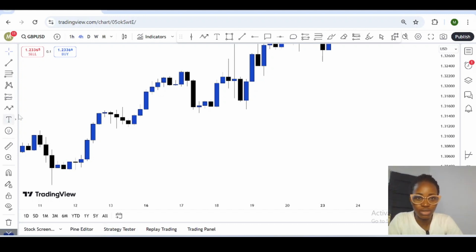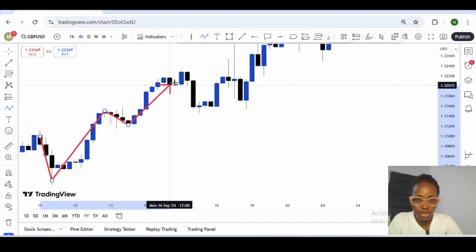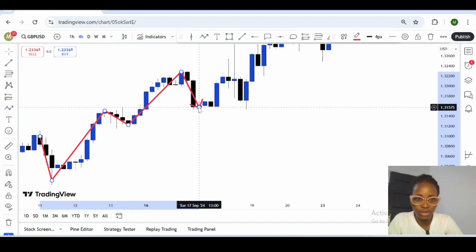Alright, so we are going to start with an uptrend. When we are having an uptrend, we want to see higher highs and higher lows, right? This is a swing low. The next one is a swing high to this point. We have a swing low, a swing high, a swing low. Okay, so let's stop here first, right?